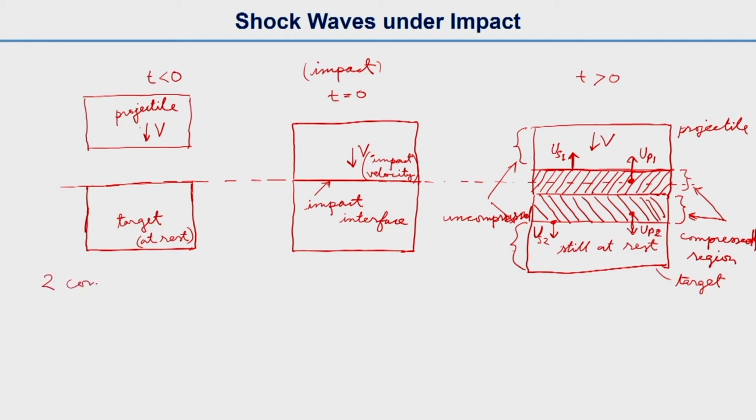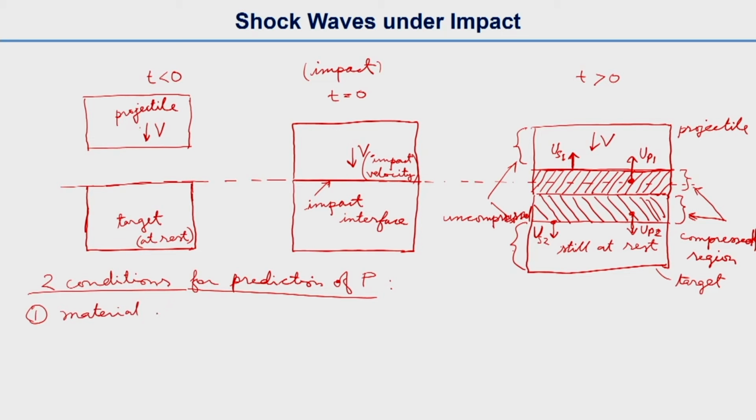We need two conditions of this impact for the prediction of pressure P, and subsequently we can even predict the particle velocity. These two conditions are: first, the material has to be continuous, that means continuous across the impact interface.